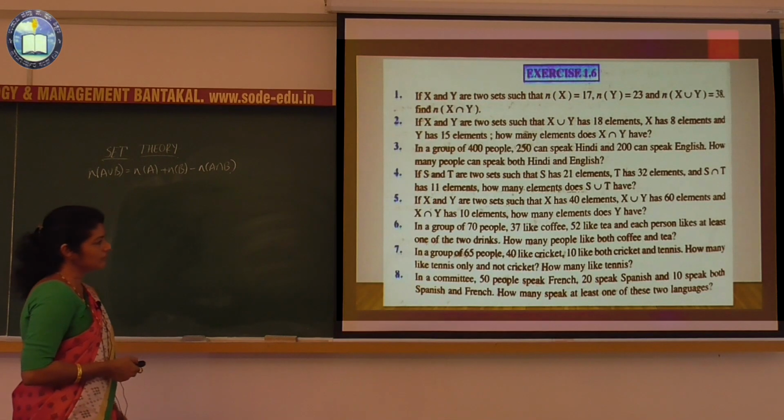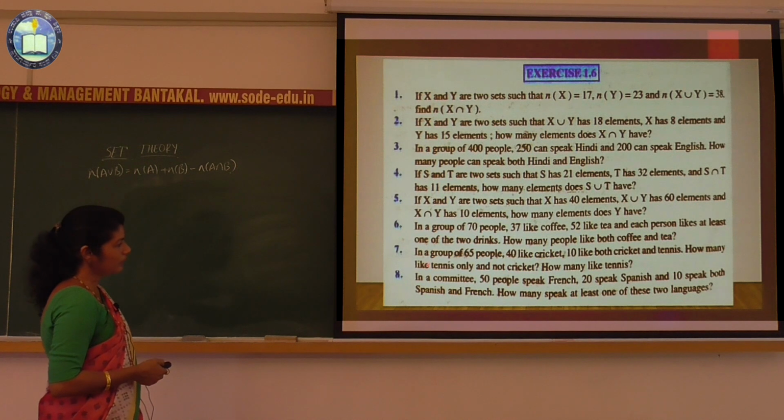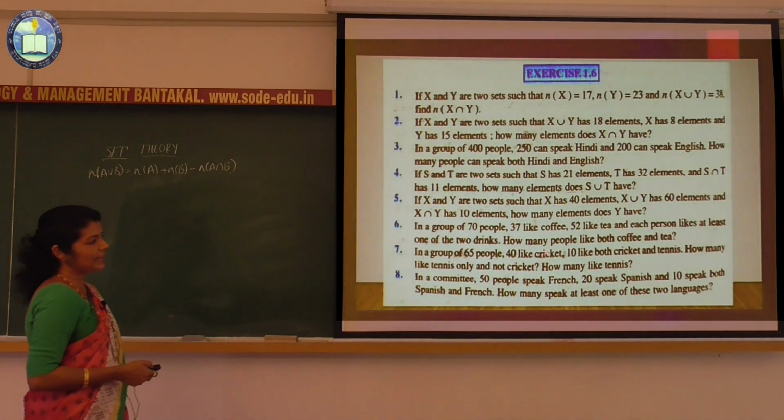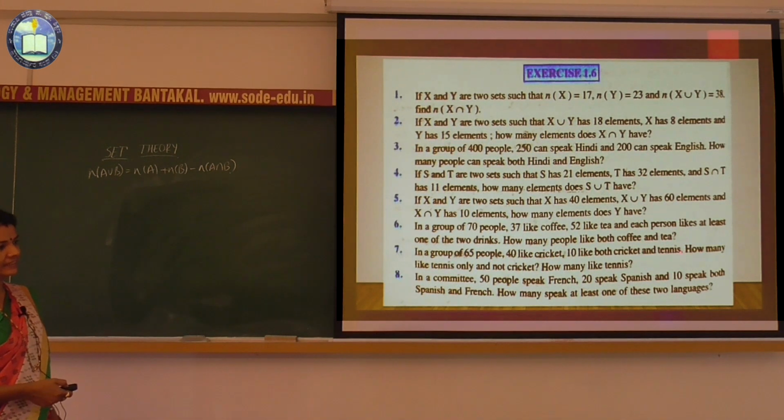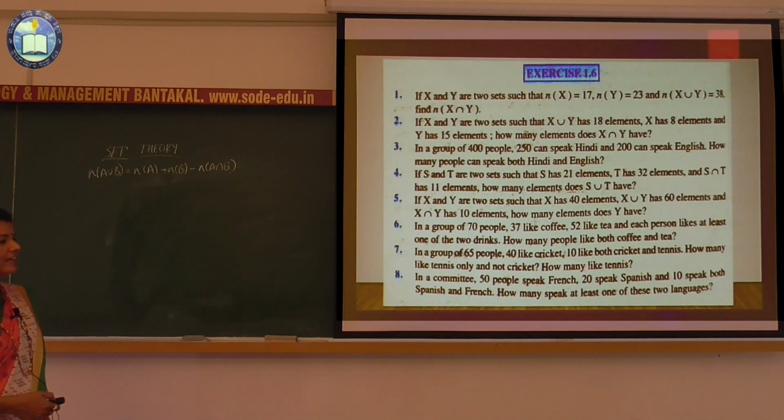Consider question number 7. In a group of 65 people, 40 like cricket, 10 like both cricket and tennis. How many like tennis only and not cricket? How many like tennis? See, two questions are there. One question, how many like tennis only, not cricket? Another, how many like tennis? Okay.